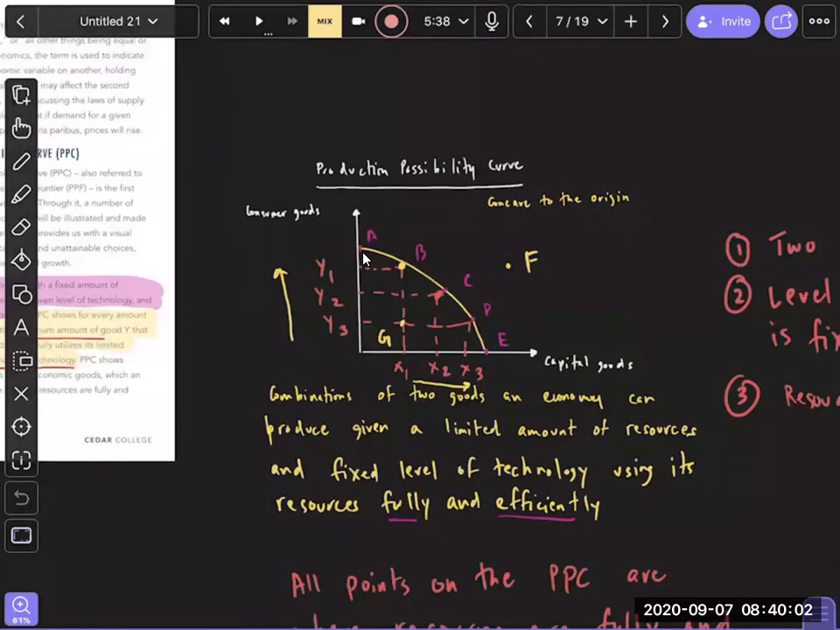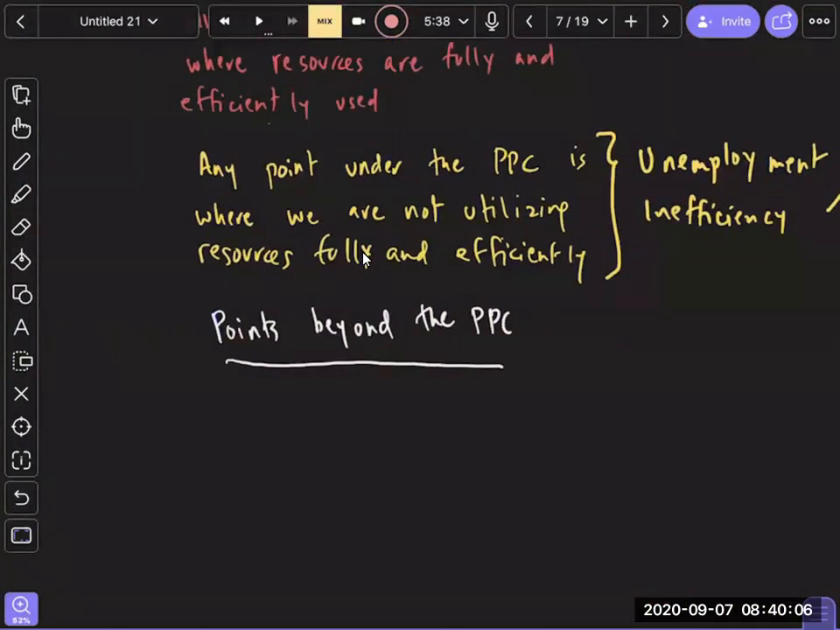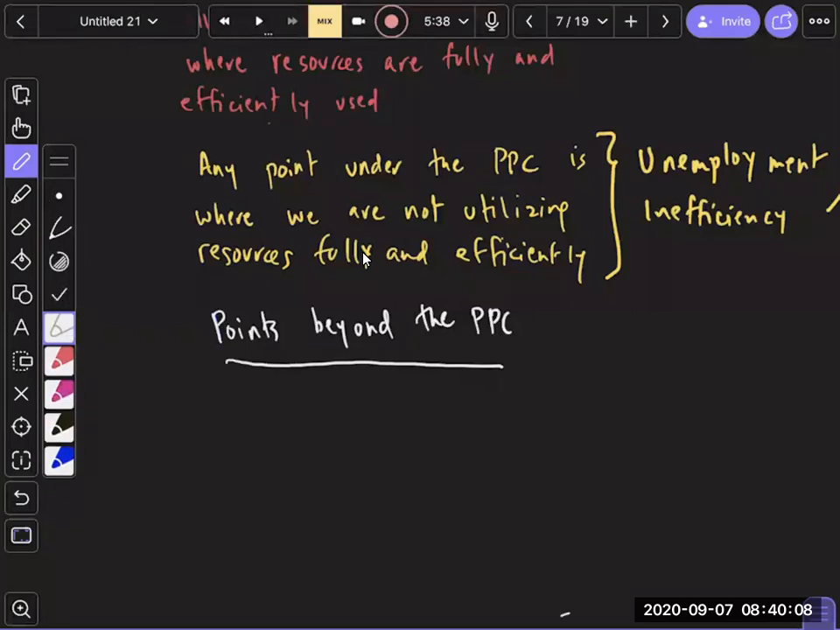What about point F, which is beyond the PPC? We say points beyond the PPC are basically those points that are unattainable. Sir, can wastage be a part of unemployment and inefficiency? Yeah. Wastage is definitely, well, wastage is inefficiency, right?